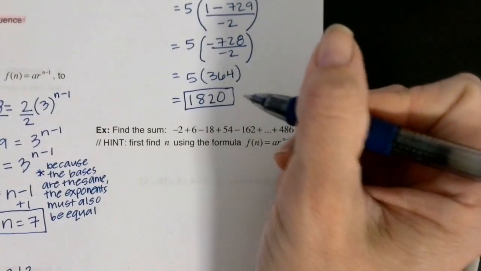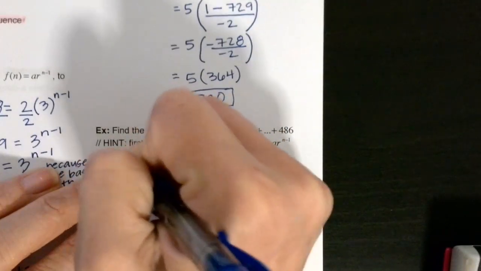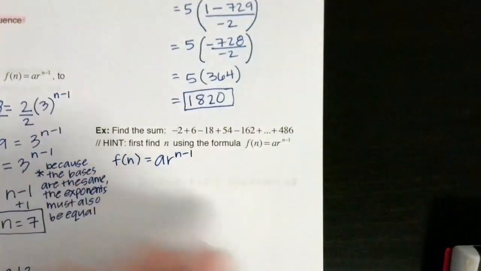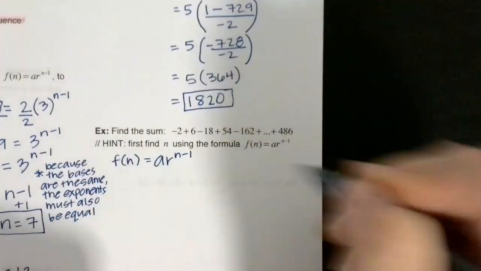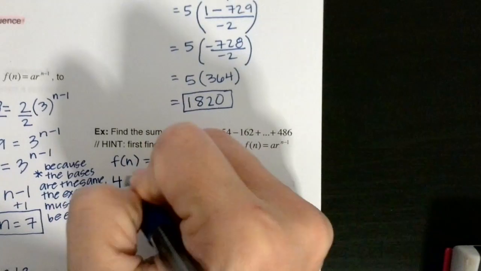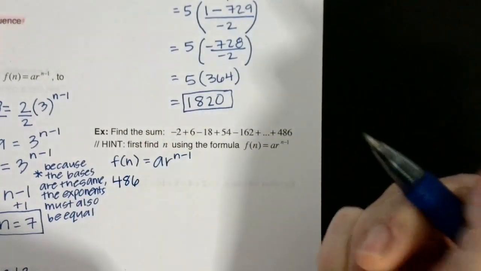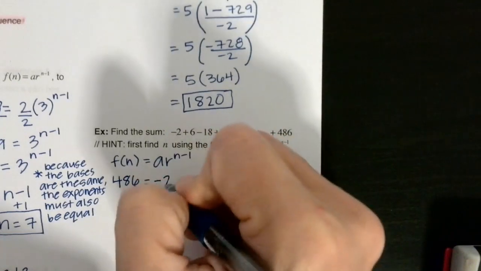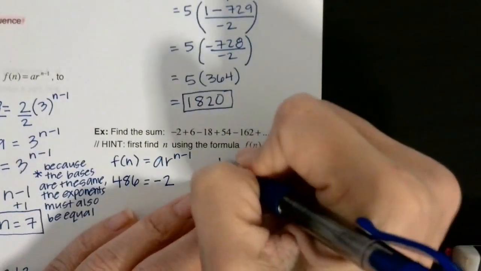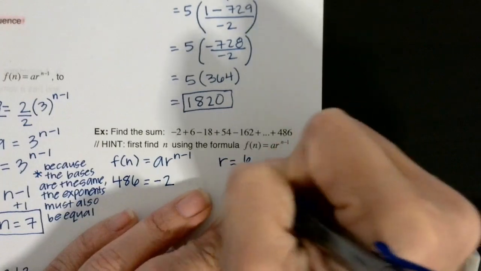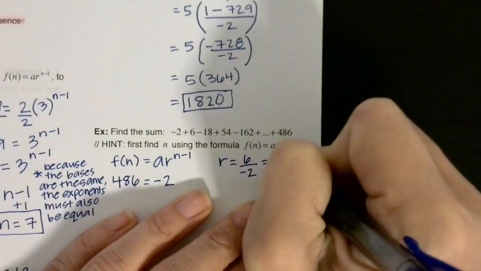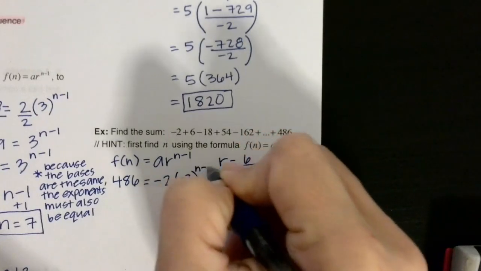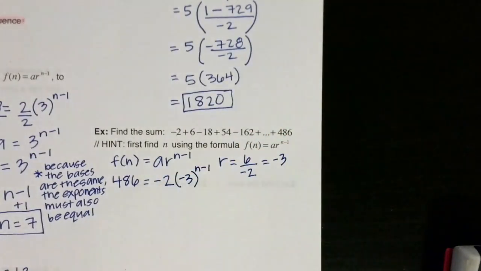So in order to do that, we're going to start with f(n) = a·r^(n-1). We know that the value of the nth term is 486, and our initial value is -2. We don't know what r is, so let's calculate it real quickly. r is -3. We always put r in parentheses and raise it to n minus 1. So there we are.